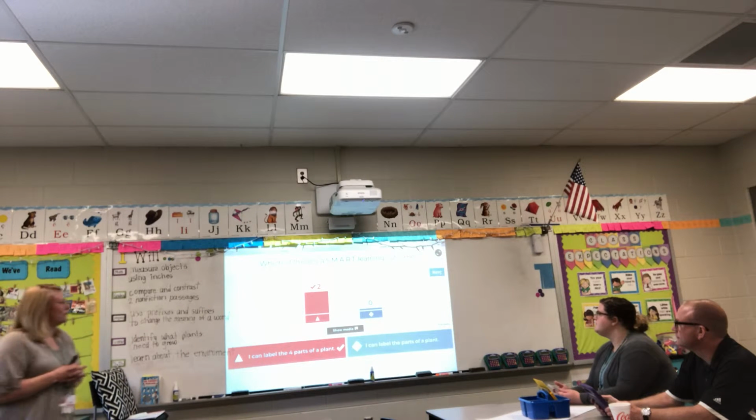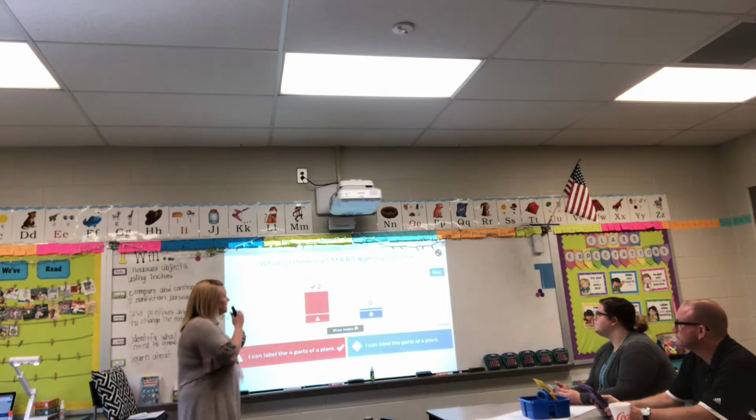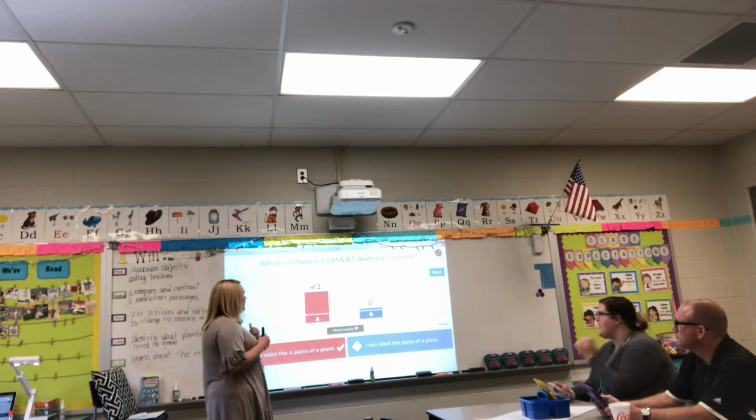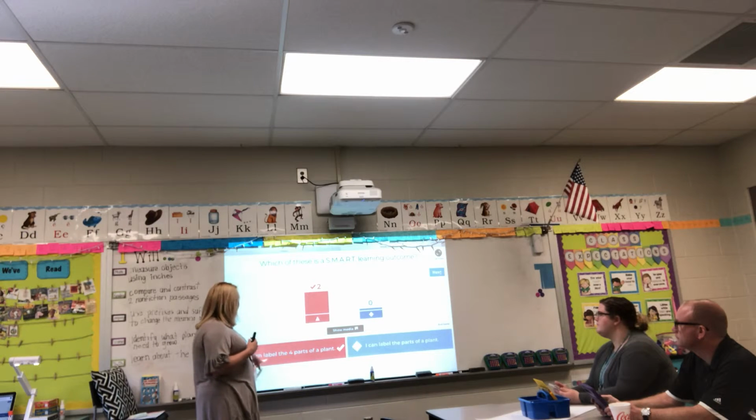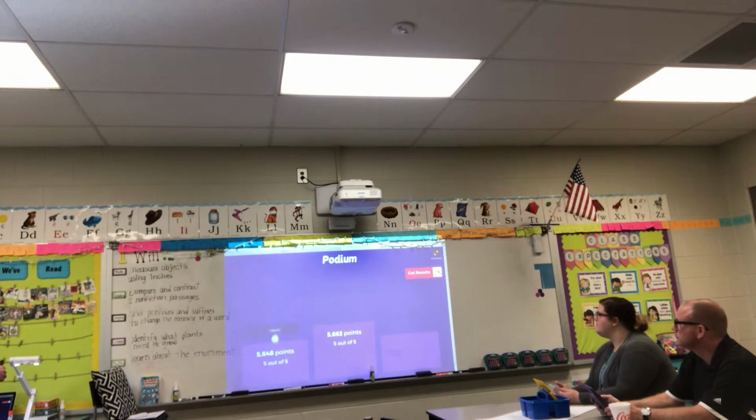Okay, and this is one that we talked about a little bit earlier, and I included it so we could see how we could turn that into a more well-written learning objective, and that is being able to make sure we say the 4 parts of the plant. So that's something you can keep in mind while you're writing your learning objectives.